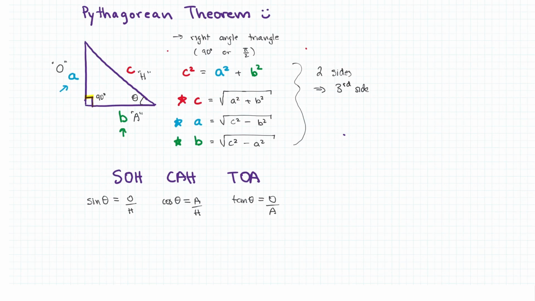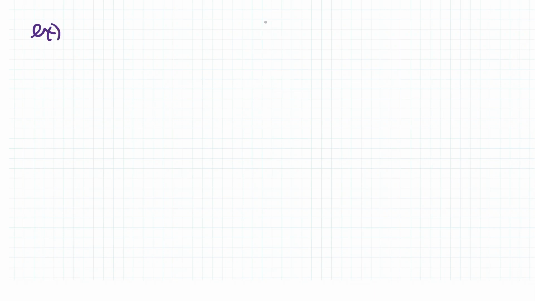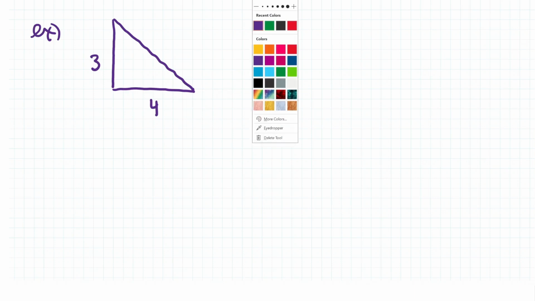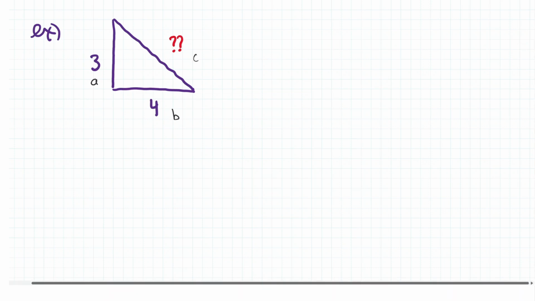So let's go through an example of using Pythagorean's theorem, and let's see what we get. Let's say that we have this following triangle over here where this side is equal to 3 and this side is equal to 4, and for this problem we want to determine the hypotenuse of this triangle. Essentially, if we're going by our previous labels, we have side length A, we have side length B, and we are looking for side length C.